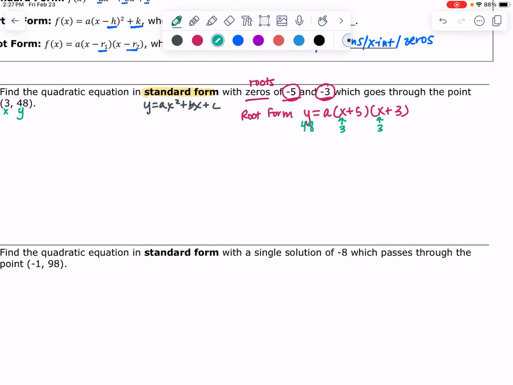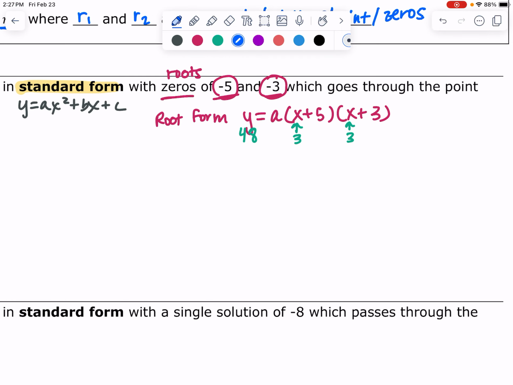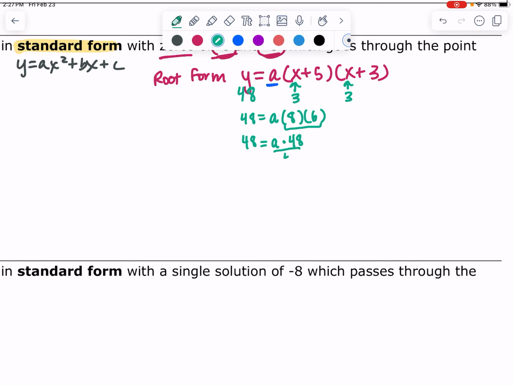We're going to plug those in just so we can solve for what this a value is. So 48 equals a. 3 plus 5 is 8. 3 plus 3 is 6. And so 8 times 6 is 48. And that's being multiplied by the a. And so to solve for the a, I just divide by that 48, both sides. 48 divided by 48 is 1. And so my a value is 1.